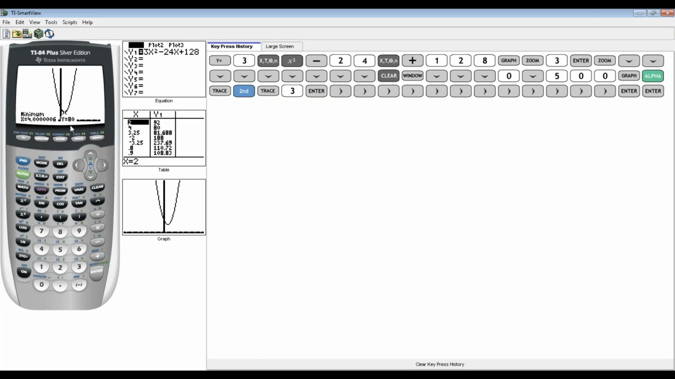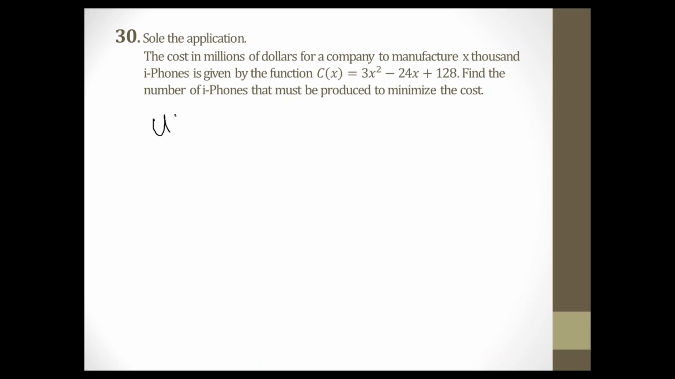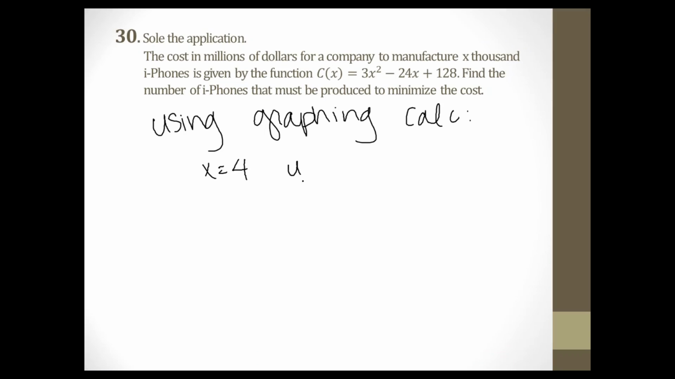And the reason why we know we need the x value is if you read the question again. So let me go back to the problem. So x is 4 and y is 80. Okay, so using the graphing calculator, we got that the x value was 4 and the y value was 80 for the minimum. But pay attention to what it says.